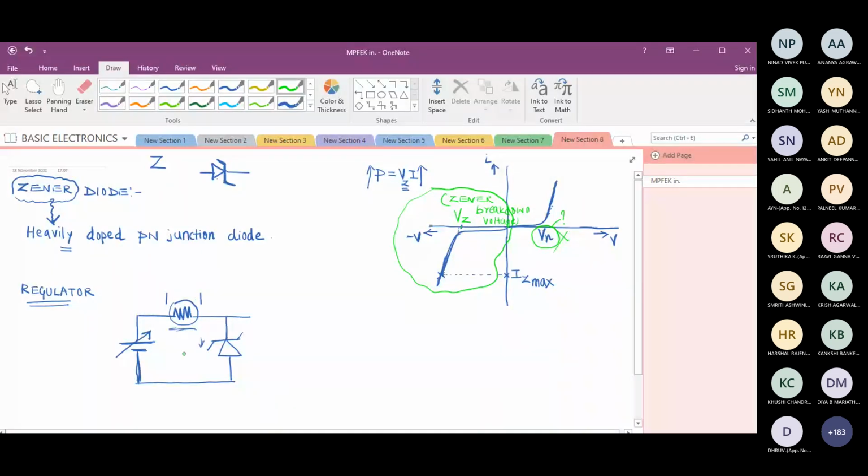Now, you see the beauty of this circuit. Suppose I connect a load to this, some load. Say the load resistance of this is RL. If this voltage varies, if your input voltage varies, what output are you going to get? Sir, VZ. Will it be constant VZ? Yes, sir.